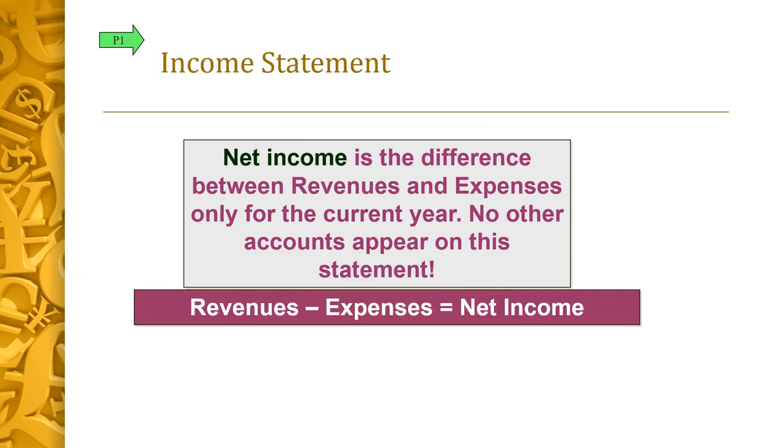First of all, the income statement is the difference between revenue and expenses only for the current year. Remember, we always look at net income for the current year. No other accounts appear on this statement, remember that. So revenue minus expenses gives net income. So now we're going to look at an example, and this is the kind of information you're normally provided.